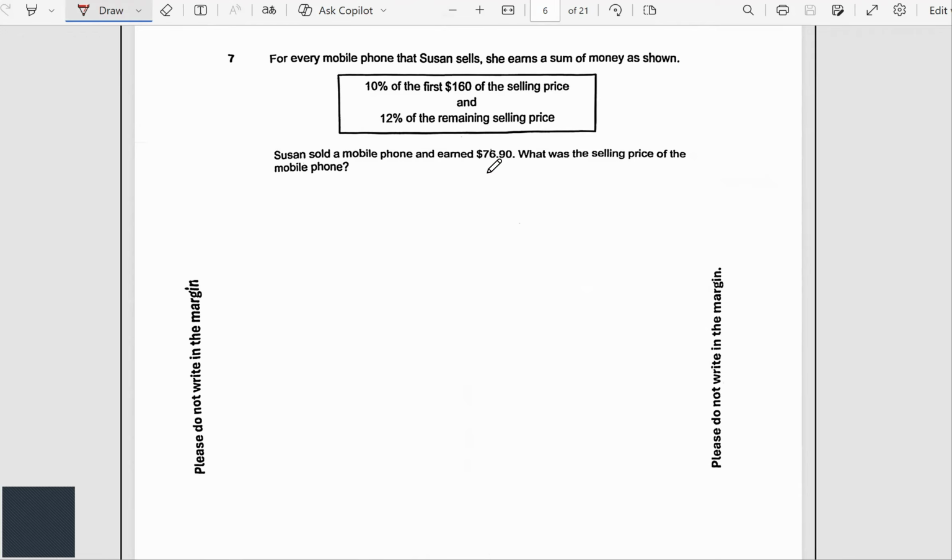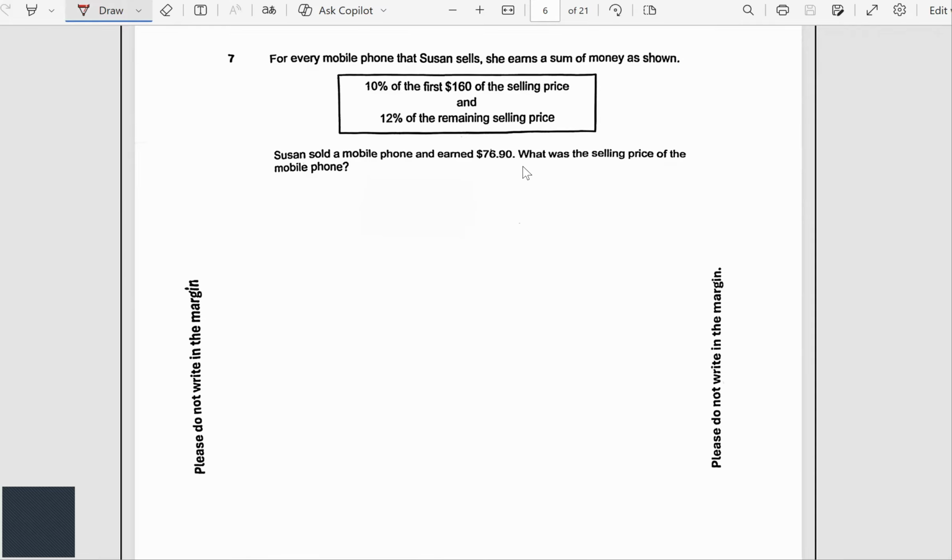Question 7. For every mobile phone that Susan sells, she earns a sum of money as shown. So for the first $160 of the selling price, she earns 10%. And for the remaining selling price, she earns 12%. She sold a mobile phone and earned $76.90. What is the selling price of the mobile phone? So $76.90 is what she earned. That's not the price of the mobile phone. That's just a certain proportion of it.